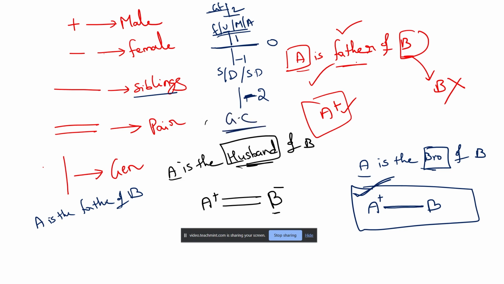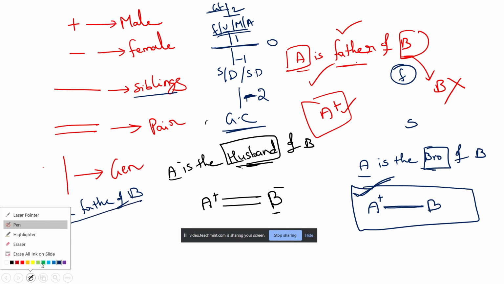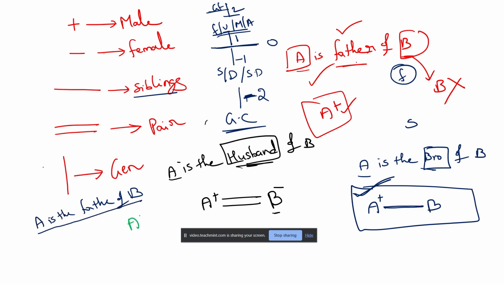So similarly here, remember, the father should always be on top and sons and daughters should be below them. So if I want to say A is father of B, A is the father, so A is a male person. I'm going to write A plus. So whose father? B's father. That means A should be on top and below that you should get B. So A is the father of B. So if I use a vertical line, that indicates a generation. I will give one more example.